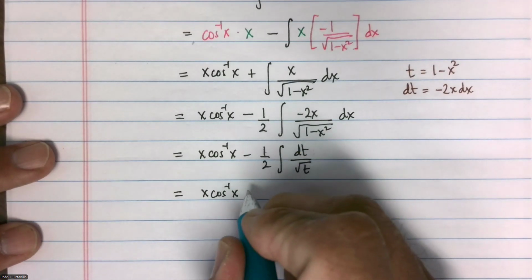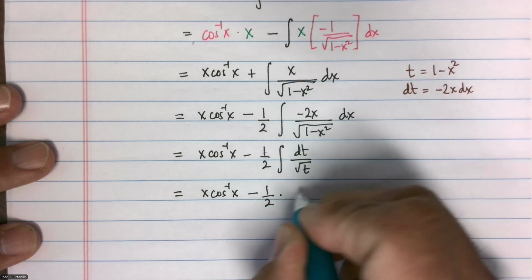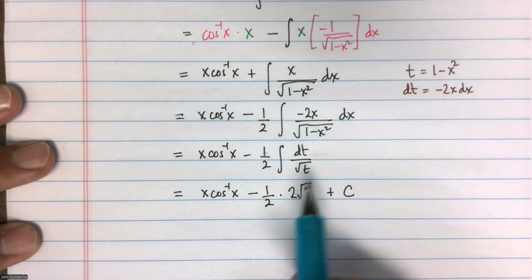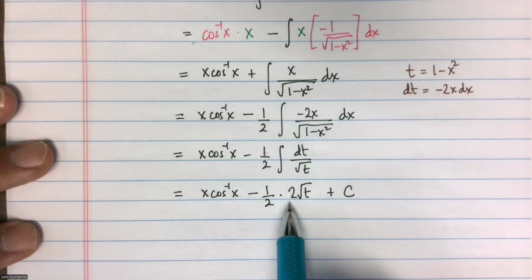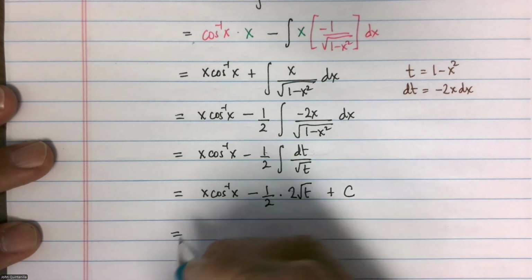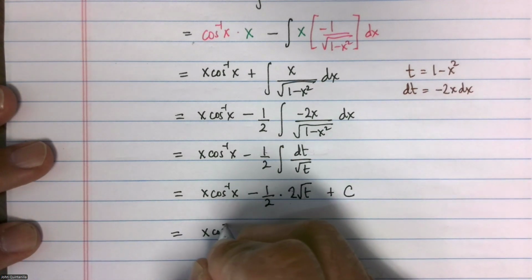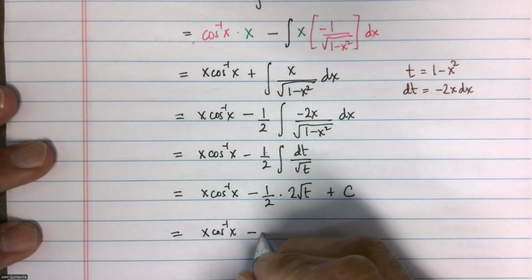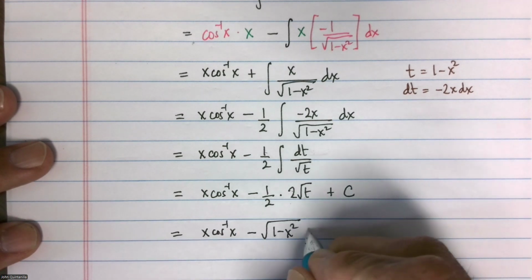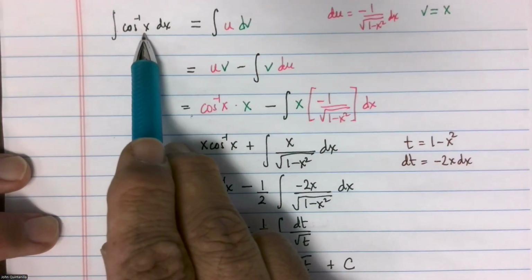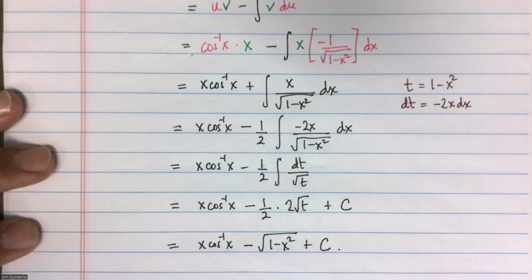We get negative 1/2 times 2 times the square root of t plus c. So I divide by 1/2 and raise this to the 1/2 power. Finally the 2's cancel, then I substitute back, and so I get x times the arc cosine of x minus the square root of 1 minus x squared plus c. That is the antiderivative of arc cosine of x after doing these steps, and this can always be checked by differentiating.